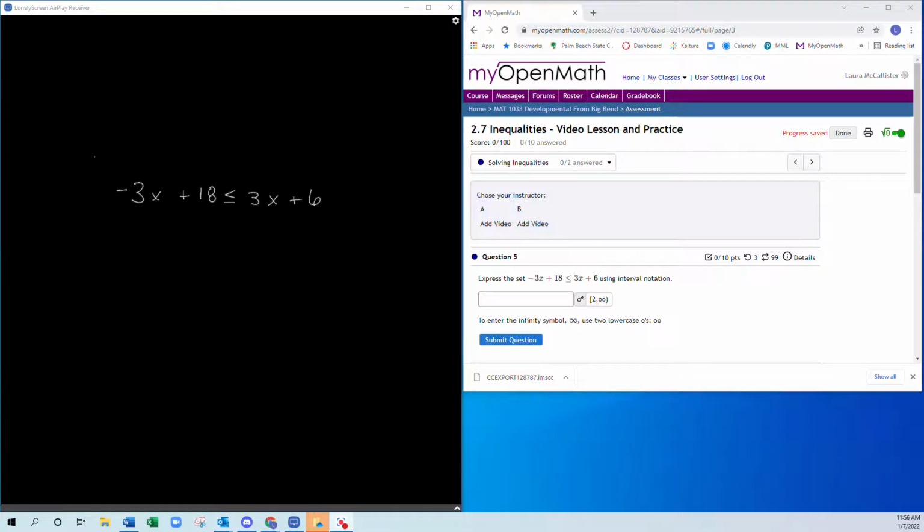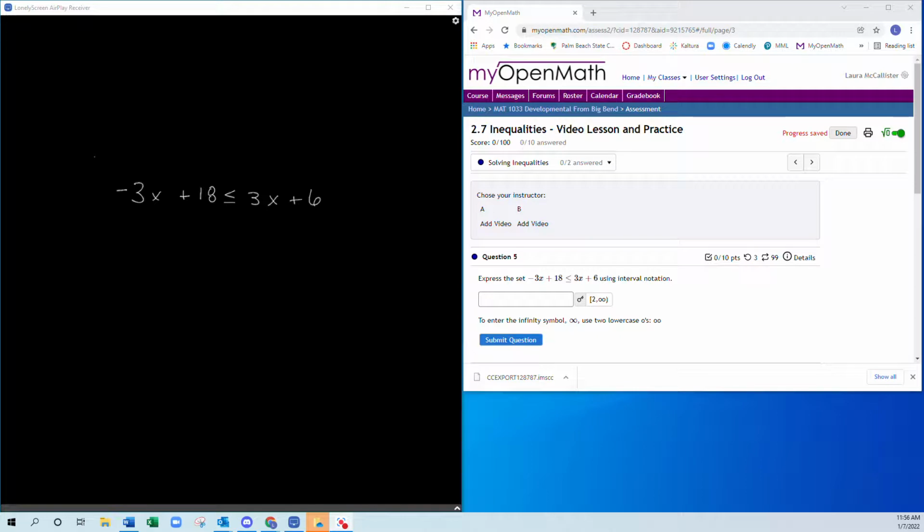Hello, I want to go ahead and work on this one question with you today. So this is an inequality and we want to write our final answer in interval notation. With this, I want to show you how to first solve it, and then we're going to make sure we talk about interval notation a little bit.